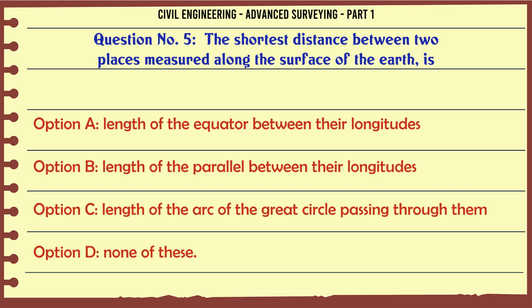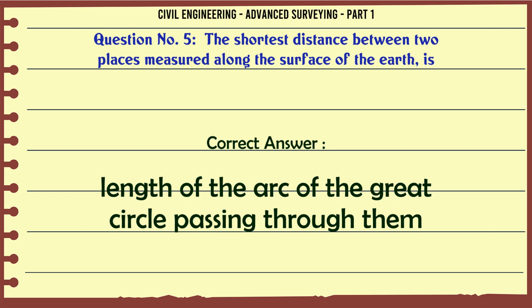The shortest distance between two places measured along the surface of the Earth is: A. Length of the equator between their longitudes, B. Length of the parallel between their longitudes, C. Length of the arc of the Great Circle passing through them, D. None of these. The correct answer is length of the arc of the Great Circle passing through them.